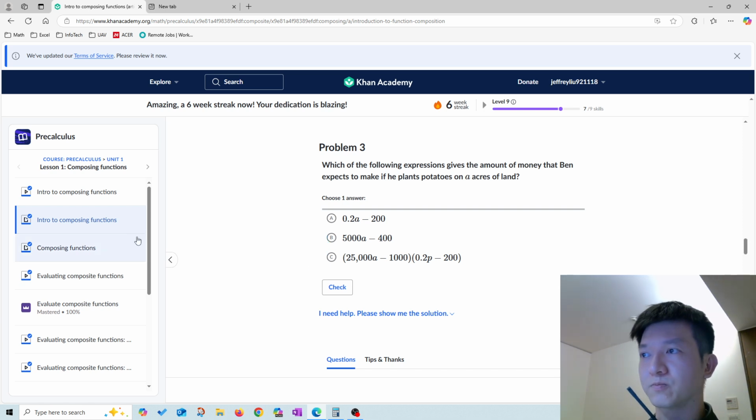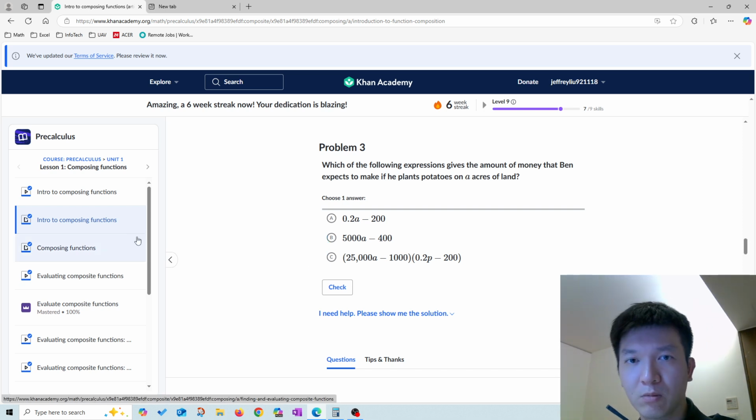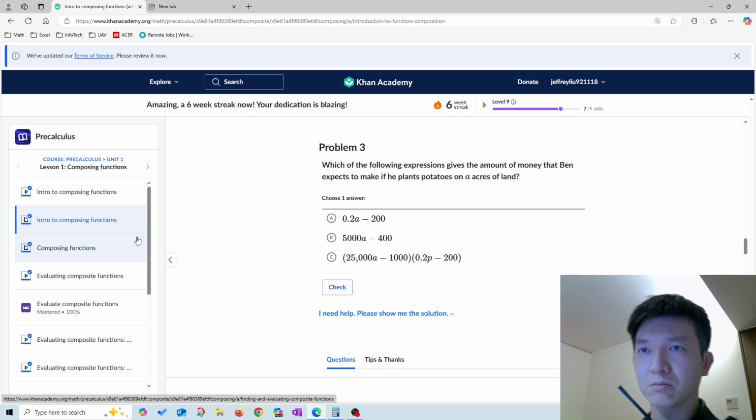I'm sure you're going to do well on this too. It's pretty straightforward. Just start from the very inside of every composite function, and then you work your way out, right?